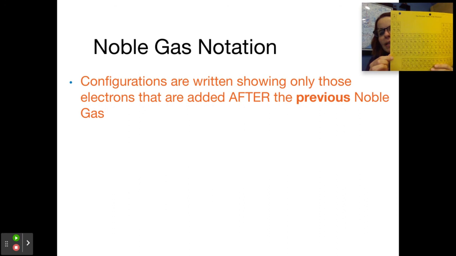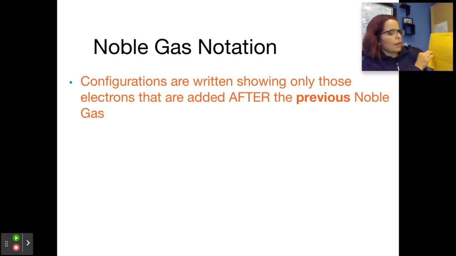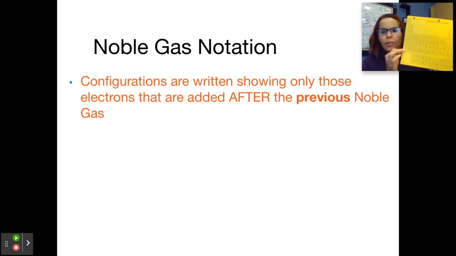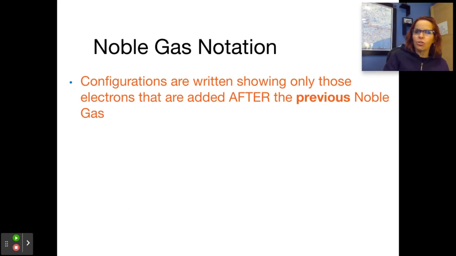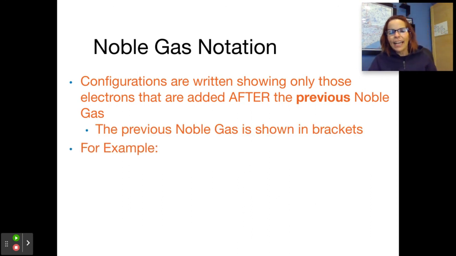So for example, francium, which was so horrible because it had 87 electrons that you had to write out. This time, there's only 1 electron that was added after the noble gas that came before it. The noble gas that came before it would be radon. Notice francium is 87. Look on your periodic table if you're not sure. Francium is 87. Radon is 86. So if you just show me radon and then add 1 more electron, that's your shorthand from now on. So let me show you. That'll make sense in a second. The previous noble gas is shown in brackets.